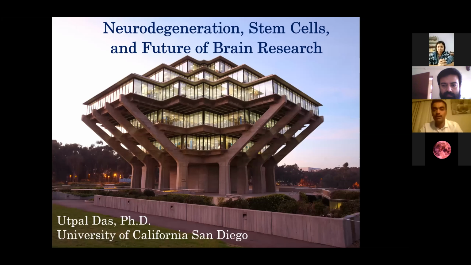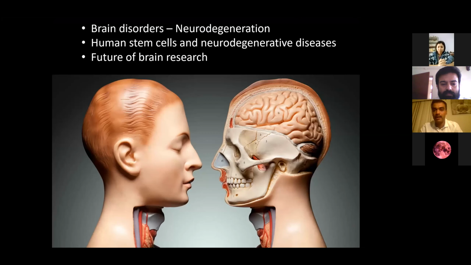Dumping tons of graphs and images. I just wanted to give a brief introduction of certain neurodegenerative diseases and what I have been doing at UC San Diego for the last 15 years. And then a couple of slides on the future technologies we are now developing to study brain diseases. So, just a glimpse of the future of neuroscience research.